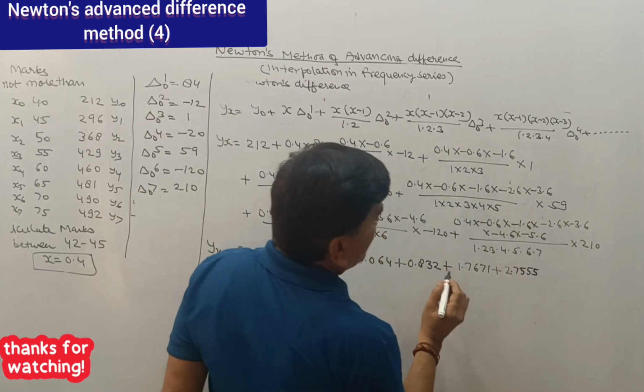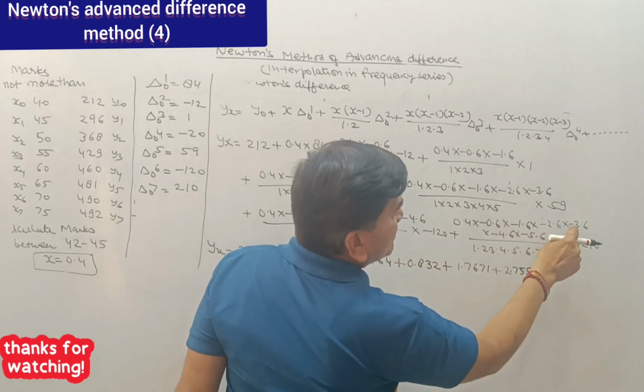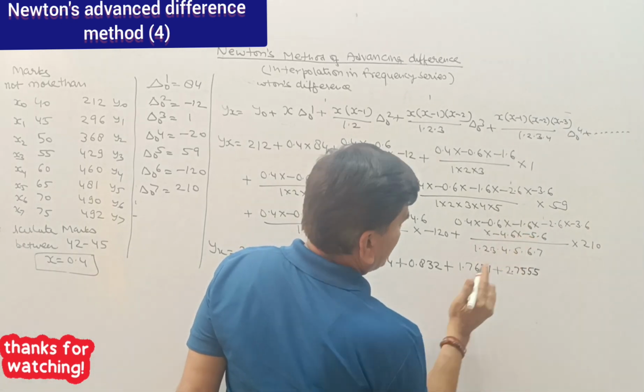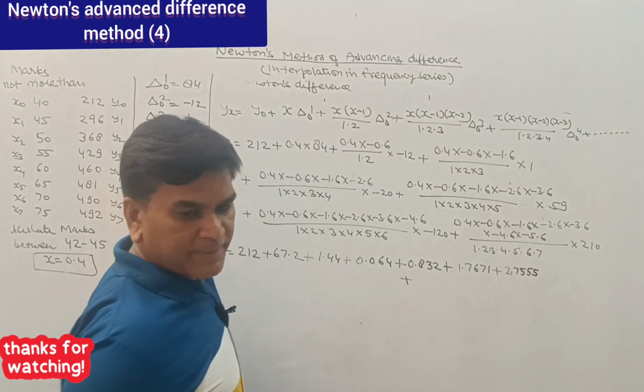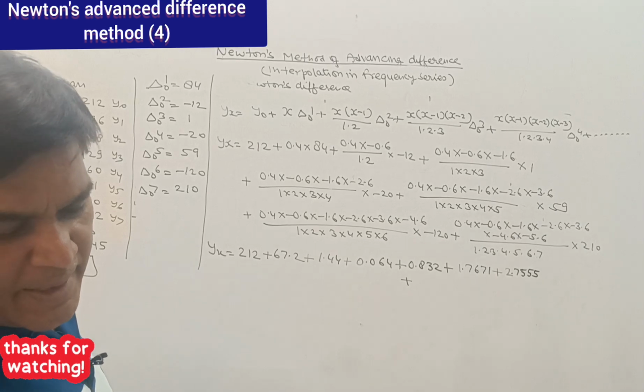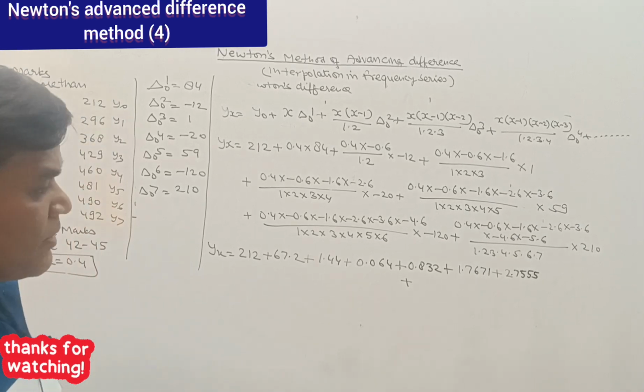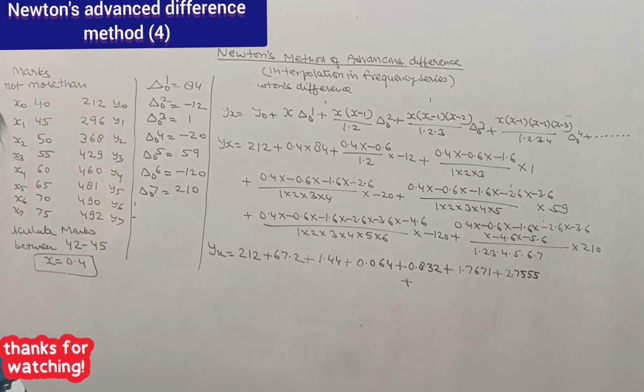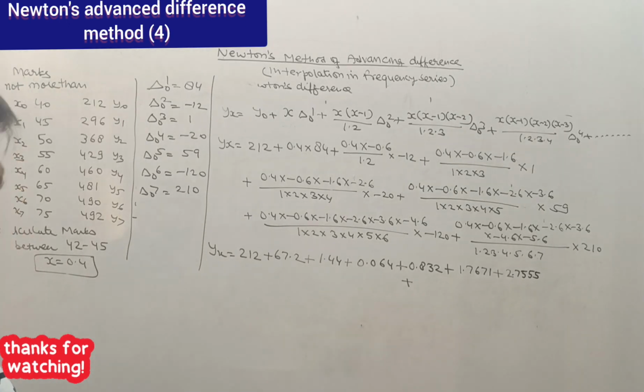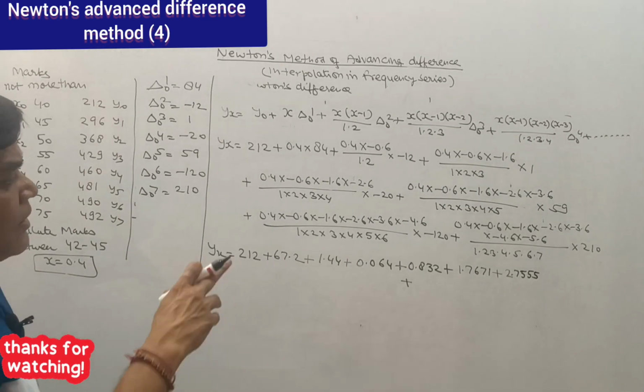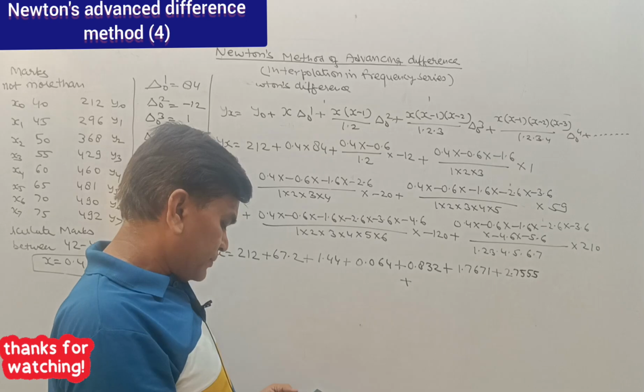2.7555. 1 minus 2 minus 3 minus 4 minus 5 minus 6 minus, so the value will be plus. So it's very easy. Some calculation we have to do more, but the result is easy. Last one I am calculating.